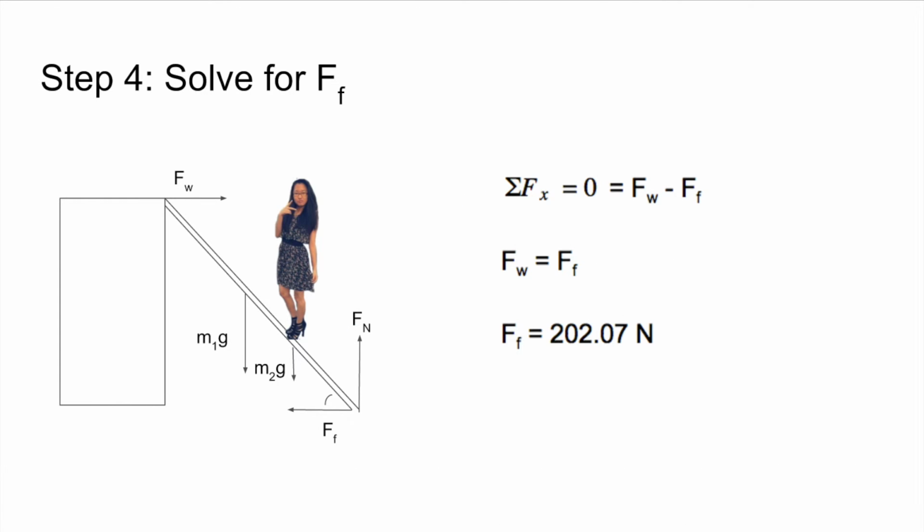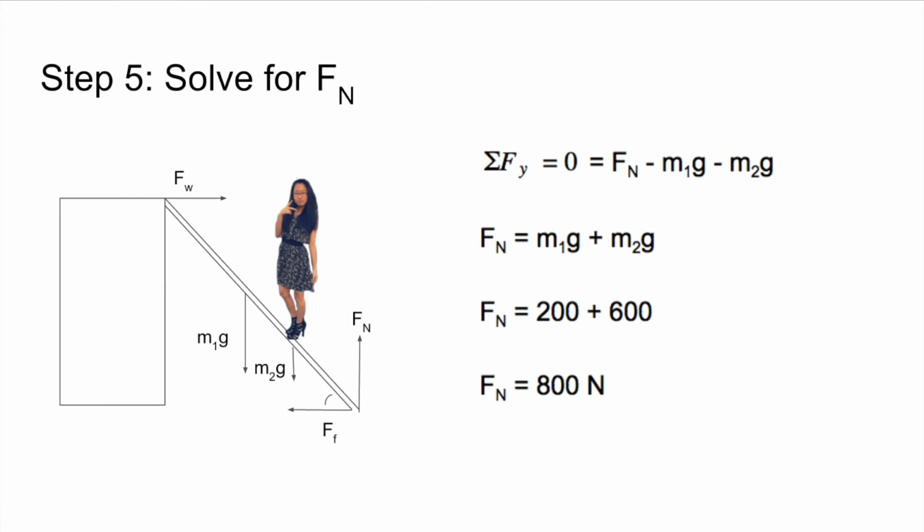Next, we solve for the force of friction. Since we know that the x component of the sum of forces has to be 0 because the system is at rest, we can set force of work equal to force of friction. So force of friction is also 202.07 newtons.